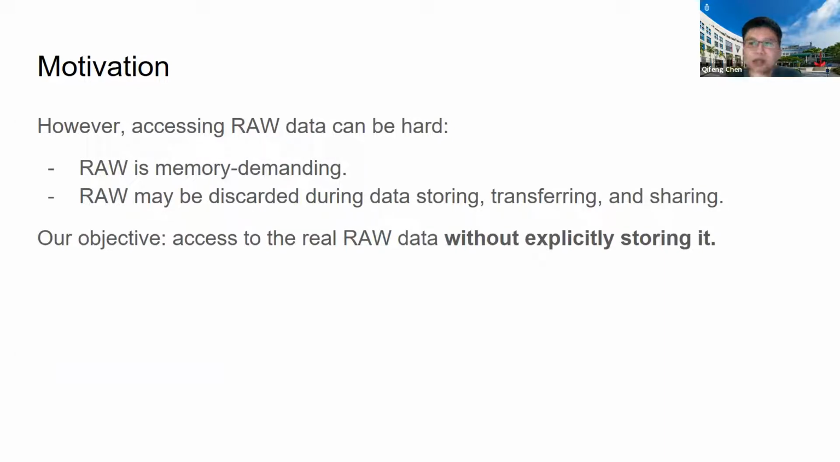It's tens of megabytes, and the raw data may be discarded during data storing, transferring or sharing, because it's too big. We don't want to keep it. We just keep the RGB image. And our objective is: can we construct an as invertible as possible model, so that we can get access to the raw data without explicit storing? We actually get this raw data from the RGB image.